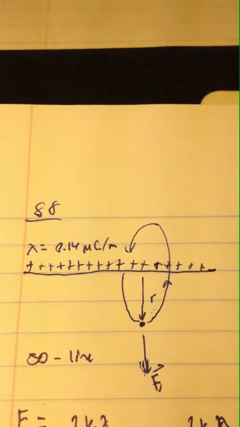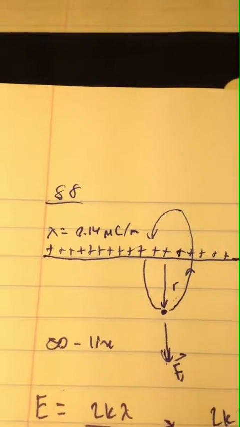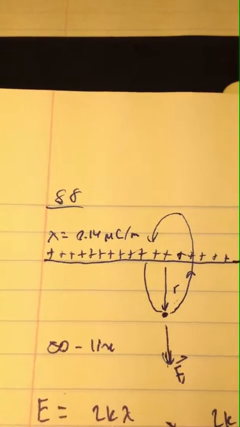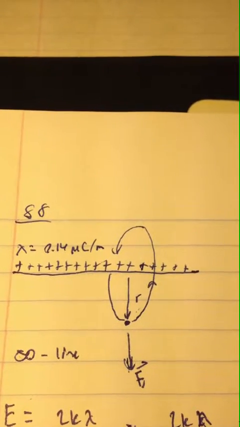Alright, number 88. An electron moves in a circle of radius r around a very long, uniformly charged wire in a vacuum chamber, as shown in this diagram. The charge density on the wire is lambda equals 0.14 microcoulombs per meter. What is the electric field at the electron, the magnitude and direction, and what is the speed of the electron?